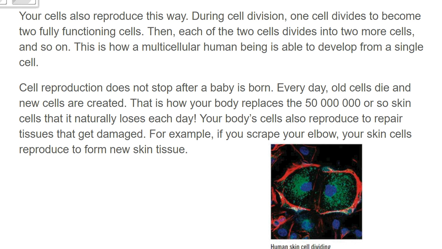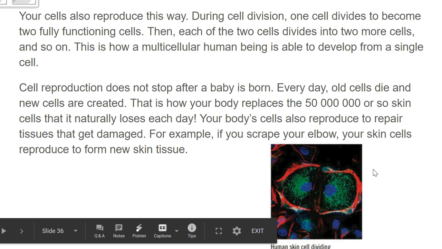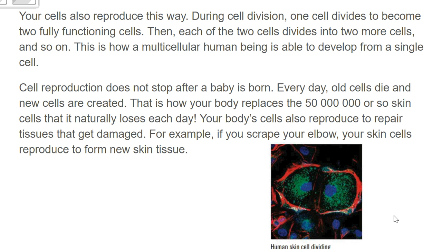That is how your body replaces the 50 billion or so skin cells that it naturally loses each day. Your body cells also reproduce to repair tissues that get damaged. For example, if you scrape your elbow, your skin cells reproduce to form new tissue. So our skin cells are constantly dividing, and this is actually a picture of two skin cells that are dividing under a microscope. And we are constantly shedding dead skin cells.